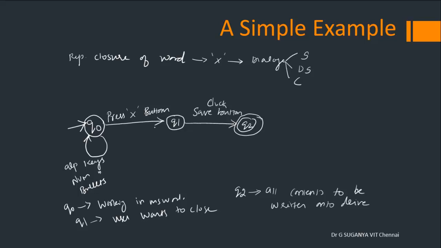The system should take you to Q1, where the user has to be given an option to click the save button, right? When you click on the save button, you should be taken to Q2, where your application or your operating system should instruct to load the current contents onto the hard disk.